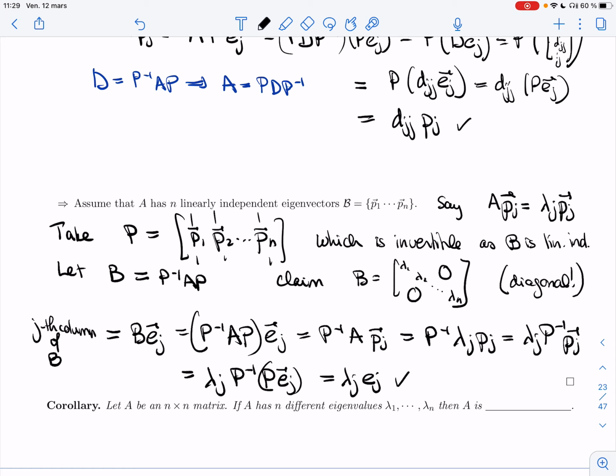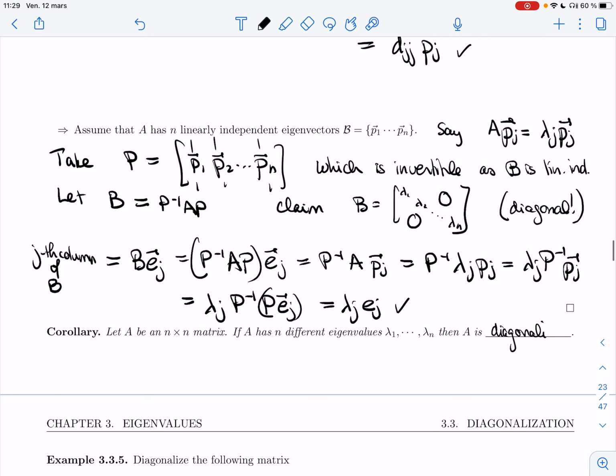All right, let's put a corollary here. If A is an n by n matrix, and it has n different eigenvalues, then A is diagonalizable. And so for these matrices that have n different eigenvalues, we know that it's similar to exactly a diagonal matrix where you put the eigenvalues on the diagonal. And so that would completely describe the class of similar matrices.